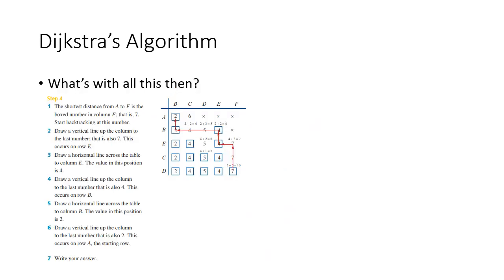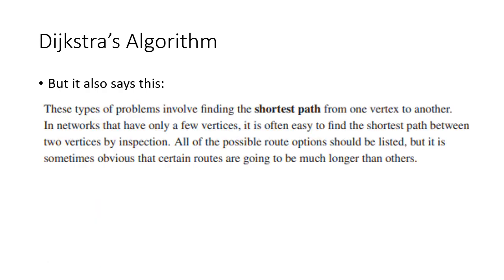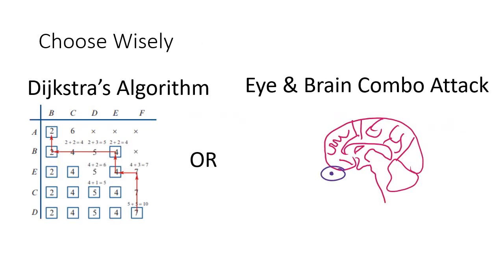Now, it's just possible at this time that you may have actually read the textbook, and you might have seen some long-winded explanation like this about the fourth step and making this horrible diagram. Maybe your teacher taught it to you. Why? Because if you keep reading the textbook, you'll see it says this. It says, it is often easy to find the shortest path between two vertices by inspection. What? So when faced with the choice between Dijkstra's algorithm or an iron-brain combo attack, choose iron-brain combo attack.